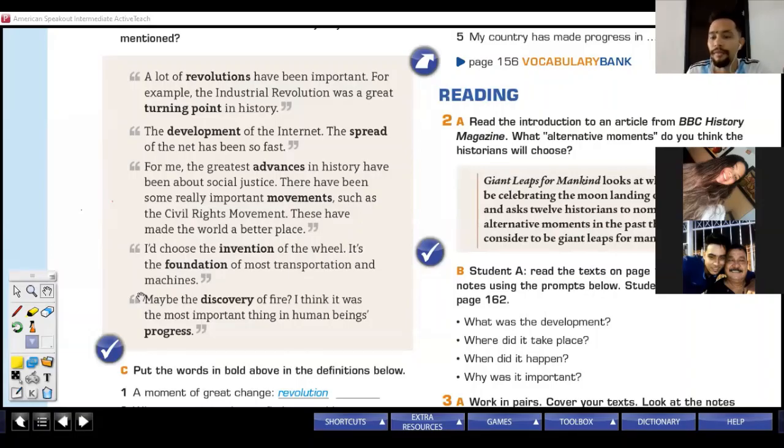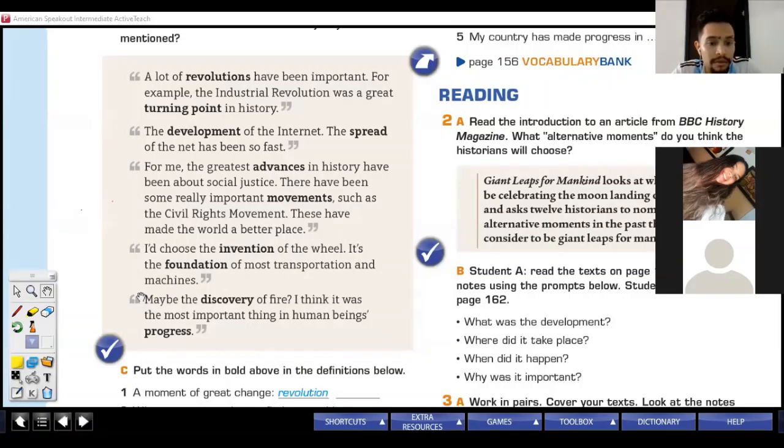Quotation number 5. Please read it. One person to read quotation number 5. Go ahead.